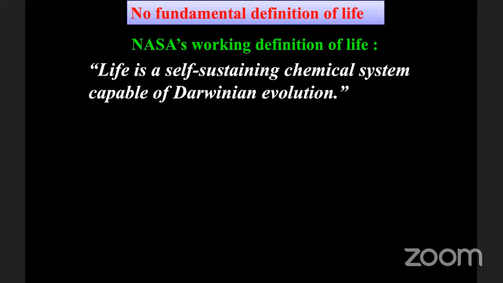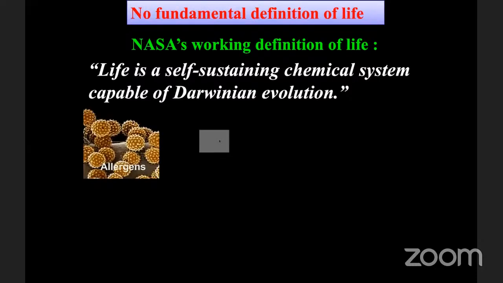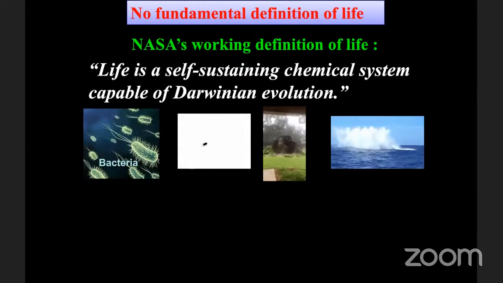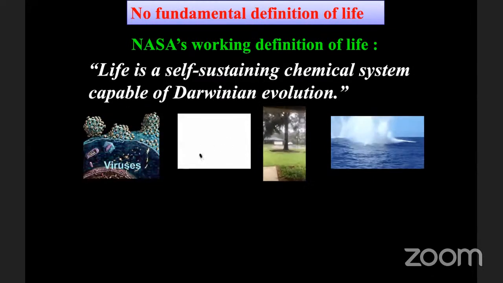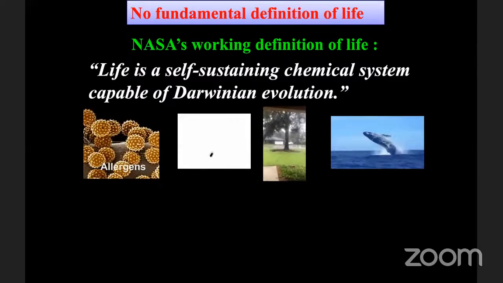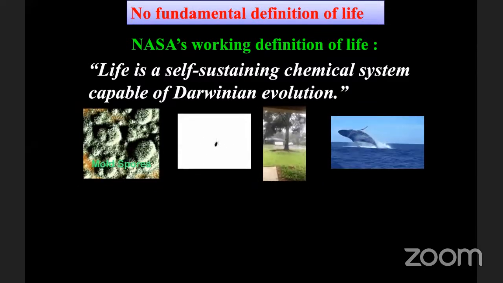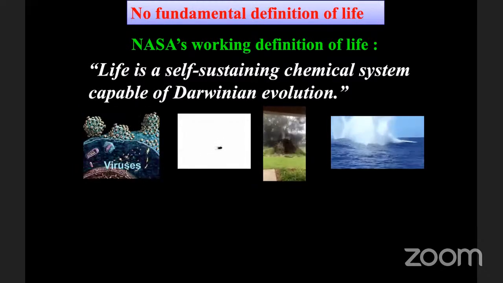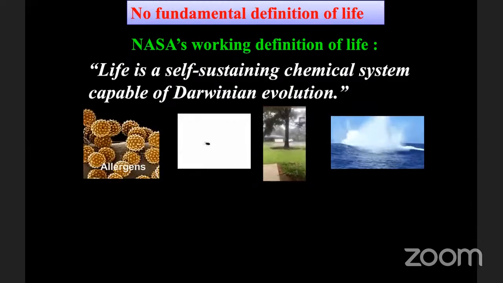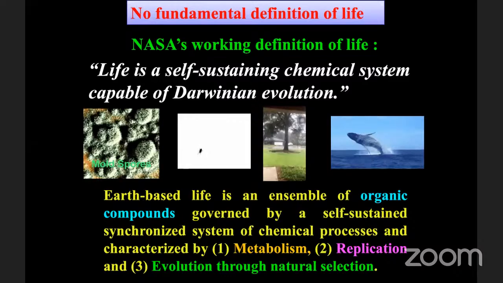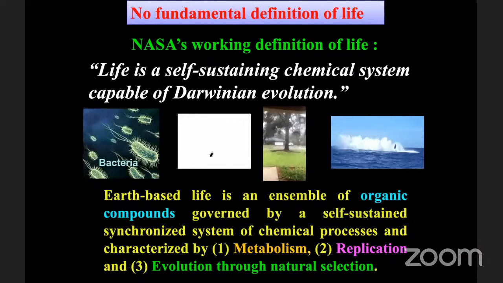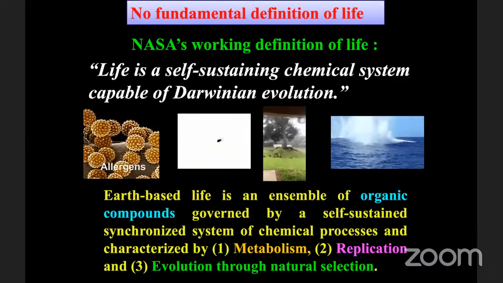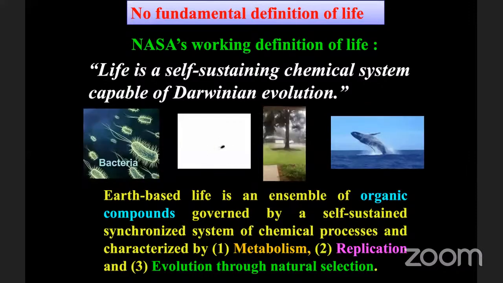But that doesn't tell anything, far away from what we see on Earth. We only know life on Earth, and there is a vast diversity of life on the Earth, from amoeba to blue whale, from fungi to big trees. So even life on the Earth cannot be defined, and you have to resort to description. If you extend NASA's working definition to Earth's life, then we can say that Earth-based life is an ensemble of organic compounds governed by a self-sustaining synchronized system of chemical processes and characterized by metabolism, replication, and evolution through natural selection.